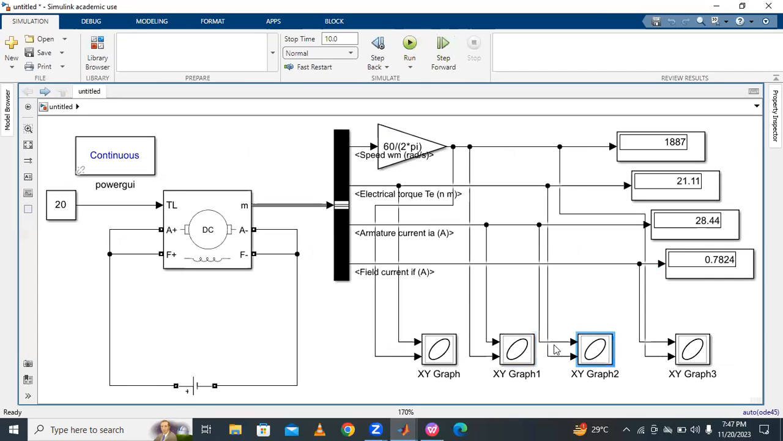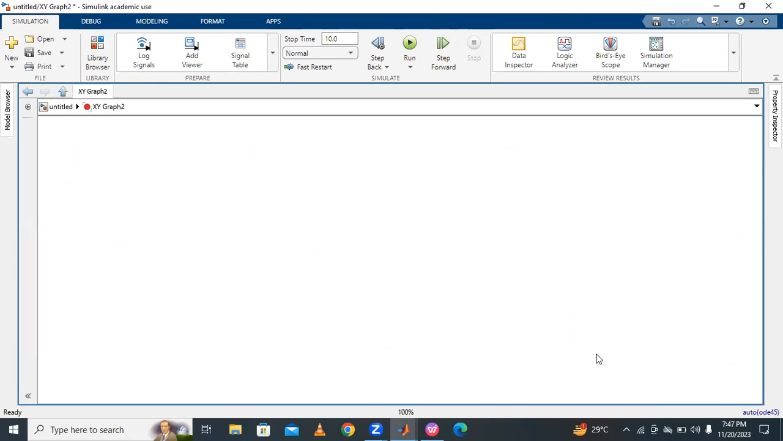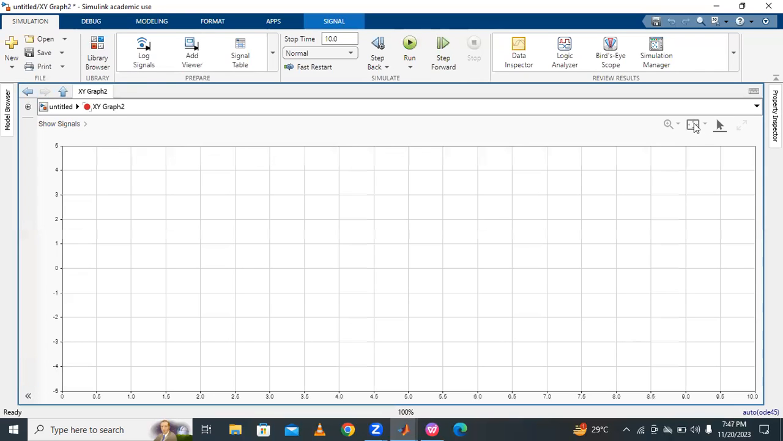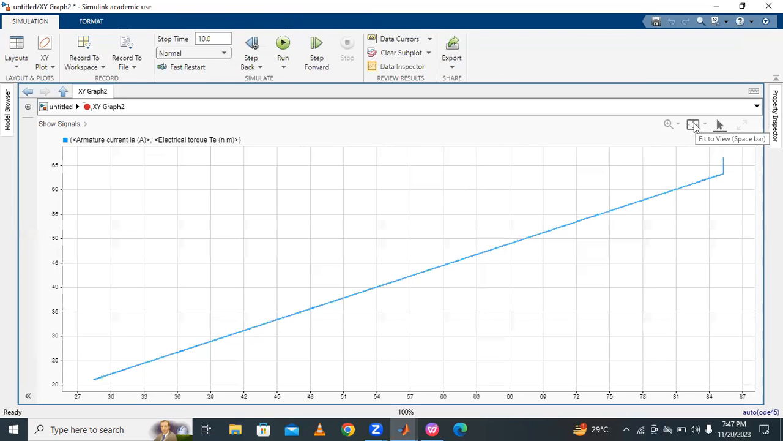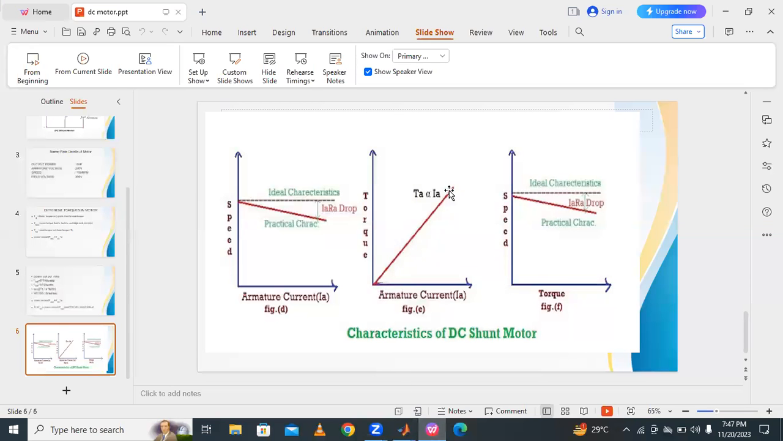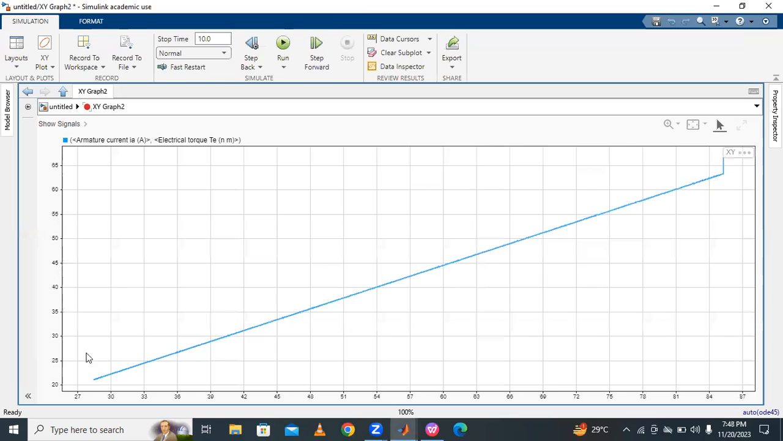Then the third one: the x-axis is armature current and the y-axis is torque. Open this torque versus IA characteristics graph. Press fit to view and then open it like this. The torque versus IA characteristics increase exponentially. These are the characteristics, with torque in Newton meters and armature current in amps.